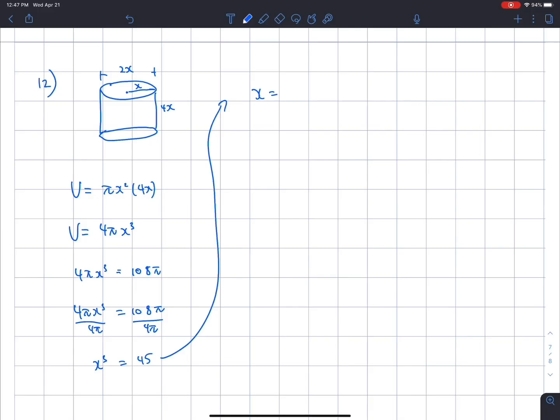To find x, we can just cubic root both sides, because cubic root and raised to the power 3 cancel each other out. We get x equals the cubic root of 27. So we got 3. They didn't give us the unit here, so I'll just say 3 units. The radius is 3 units.